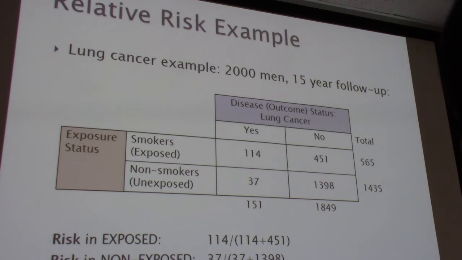And then the risk of cancer in the unexposed, so 37 out of this total amount, and that's 0.02, and the ratio between those is 7.7. So we'd interpret that as smokers being 7.7 times more likely to develop lung cancer.